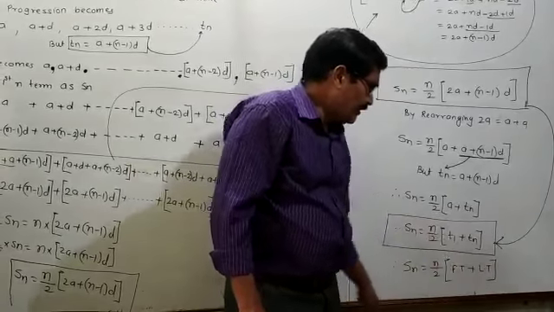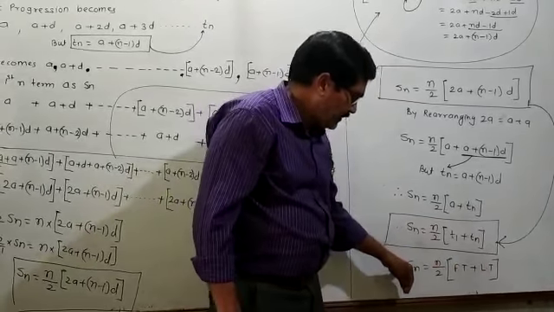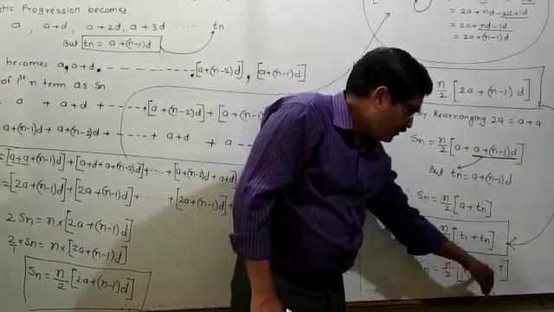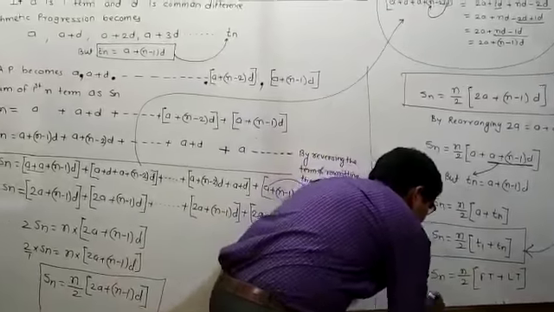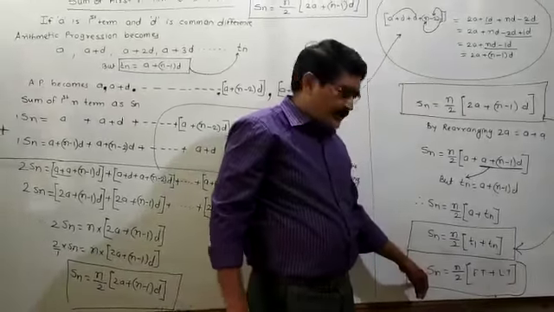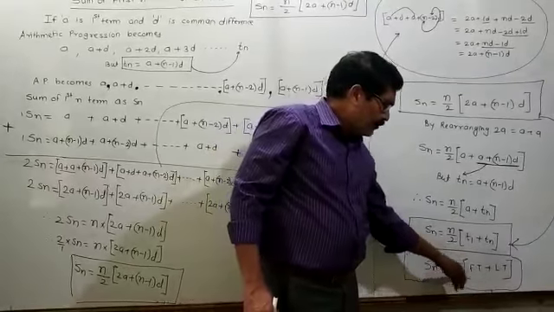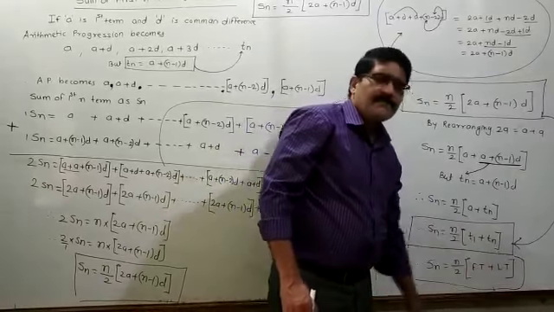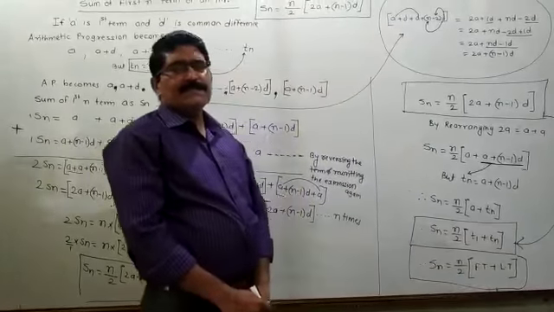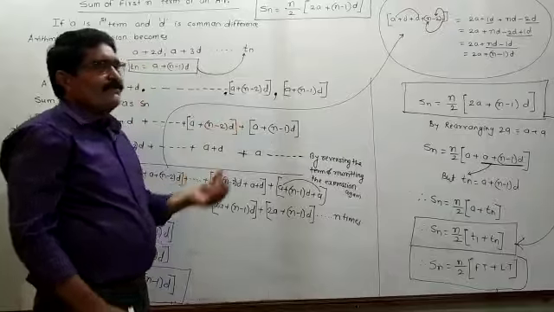Otherwise, a plus Tn, and I will write this formula like this: Sn is equal to n upon 2 into first term plus last term. This is the way to write the formula. This is also an easy formula. Sn is equal to n upon 2 into first term plus last term, in bracket first term plus last term. I think you understand these things. You should not miss this formula.